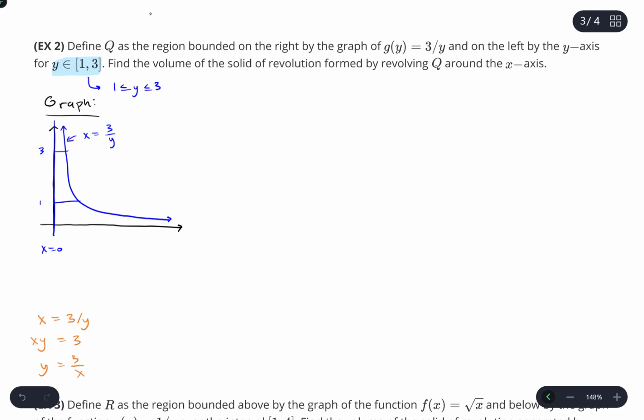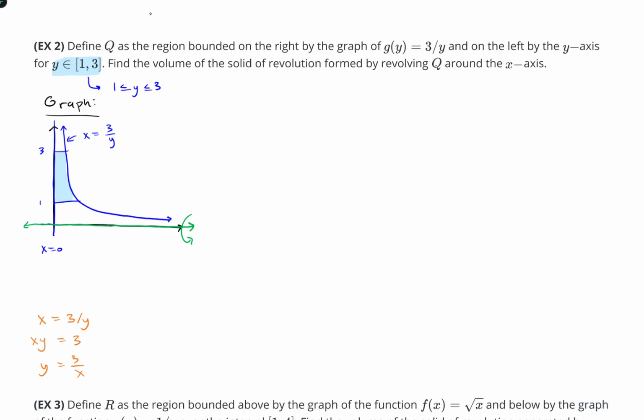So the region trapped between those parts is right here, and that is going to get rotated around the x-axis, it looks like. So here's my axis of rotation, and I'm rotating around there.